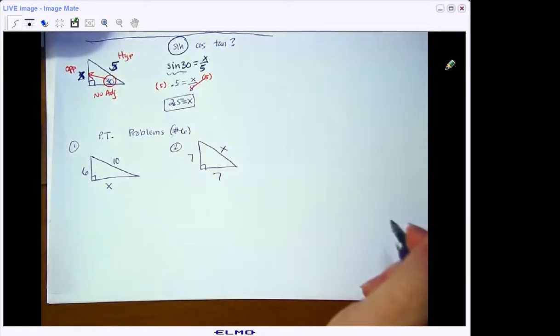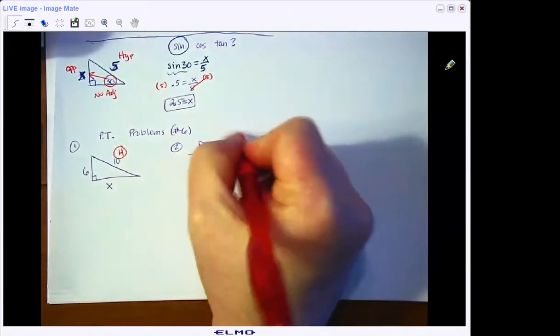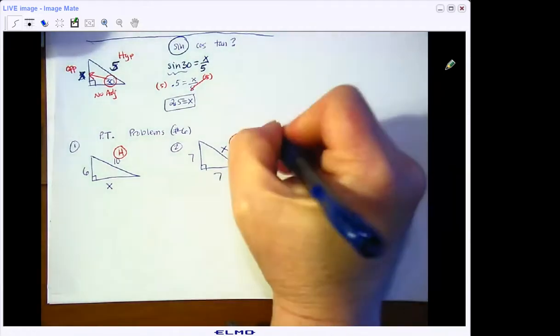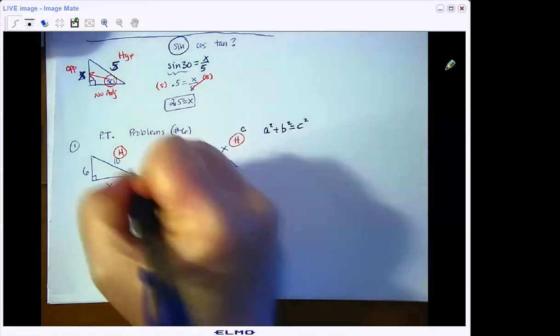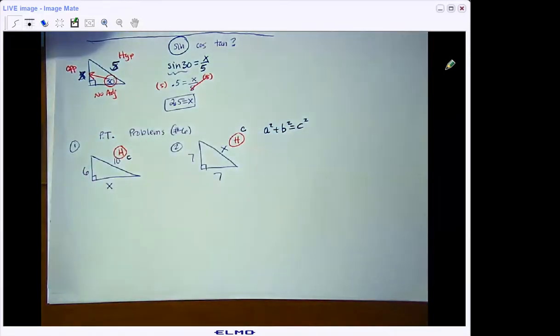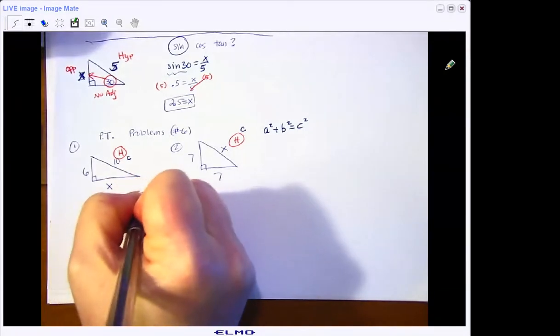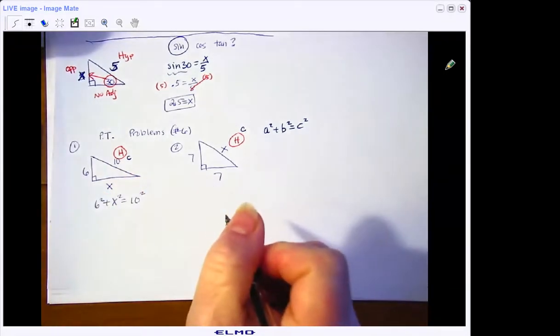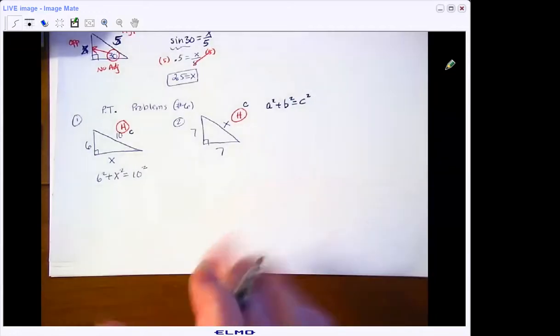You can do them together, but make sure you know how to do them. You'd identify your hypotenuse, which is the slanted one. This is your hypotenuse. And we're using the formula a squared plus b squared equals c squared. So this is my c, and that's my c. So looking at your problem, you've got 6 squared plus x squared equals 10 squared. Go ahead and finish that and put your answer in the chat box.